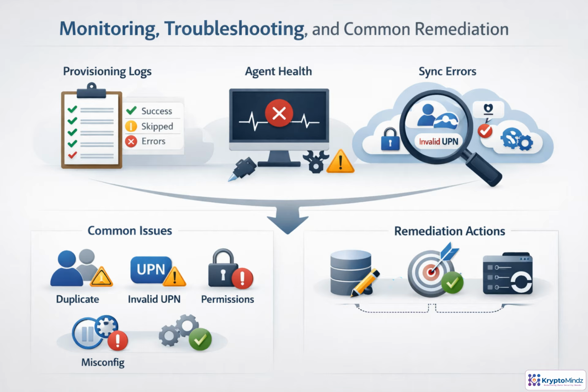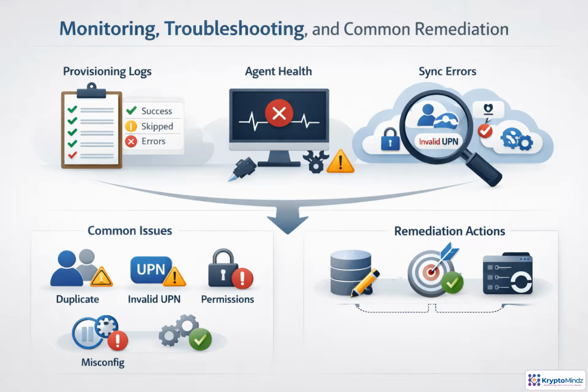Troubleshooting Cloud Sync works best when you follow the signal. Start with provisioning logs to see whether an object succeeded, failed, or was skipped, and read the exact error. If jobs stop or results look stale, check agent health next: heartbeat, connectivity, and service status.